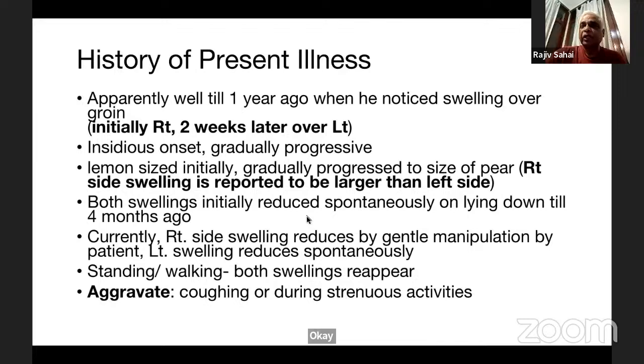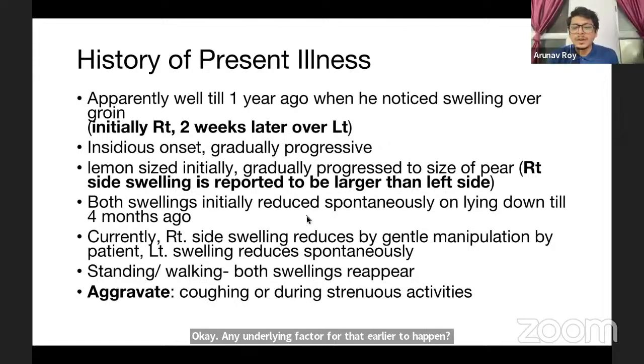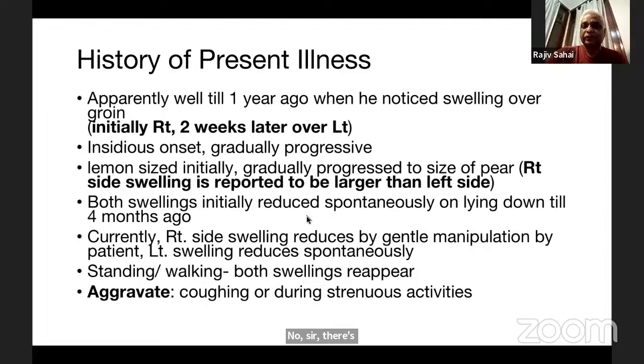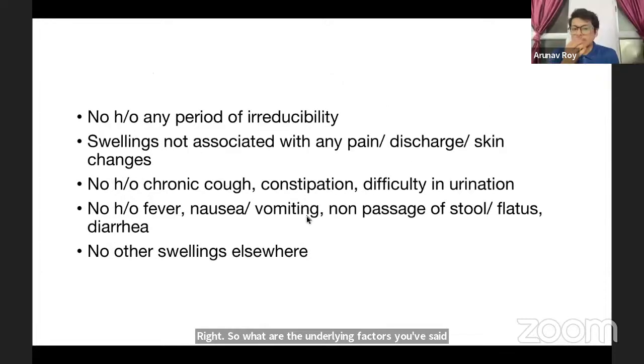Okay. Any underlying factor for that hernia to happen? No, sir. There's no history suggestive of it. So what are the underlying factors? There's no history of chronic cough, constipation, or any difficulty in urination.